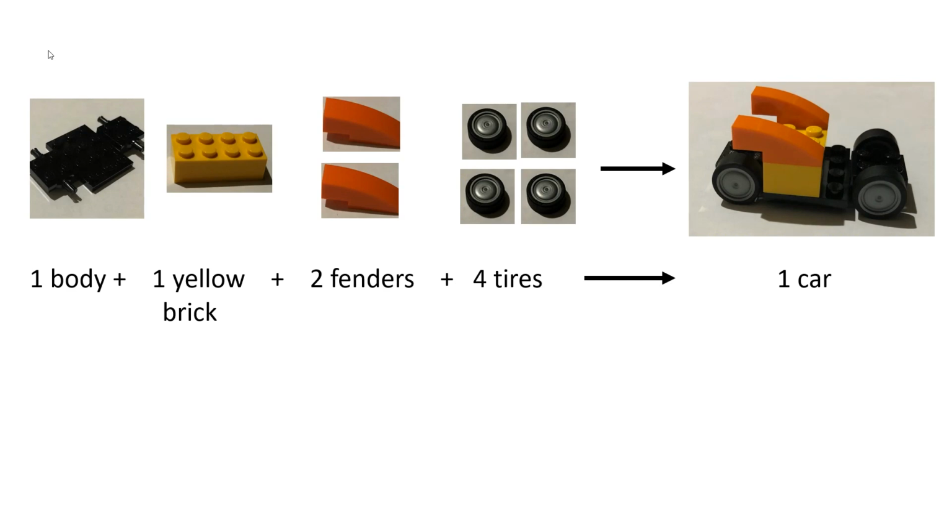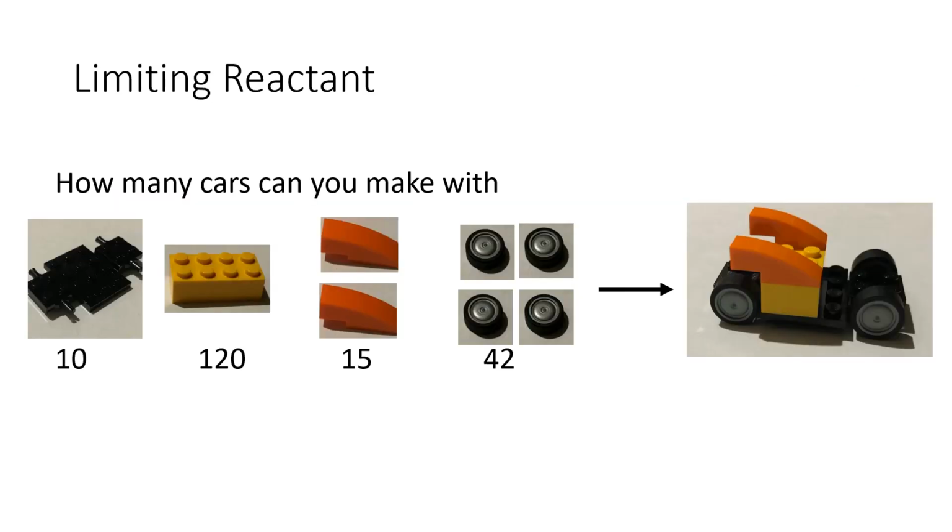So if we were in class, I would have you building these cars out of Legos. And what you would notice is every car needs one body, right? You need that one black piece, this piece here, to make this car. You need one of these yellows. You need two fenders, one over each of the back tires, and then you need four tires. And that's how you're going to make that car. So if I gave you this many pieces, the question was, how many cars are you going to make?